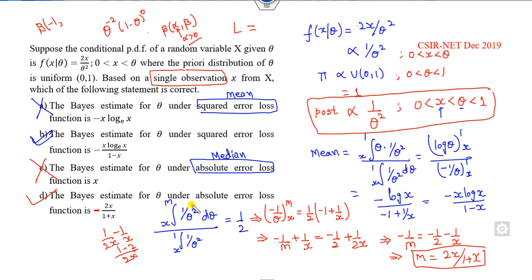This approach you can apply only when you are unable to identify the distribution. If you are able to identify the distribution, then it is very simple, you can write it as I discussed earlier.